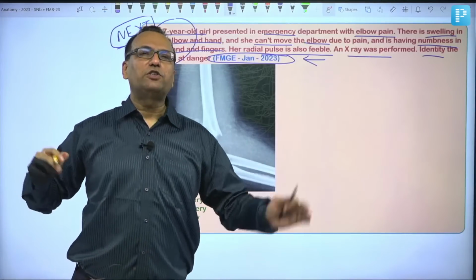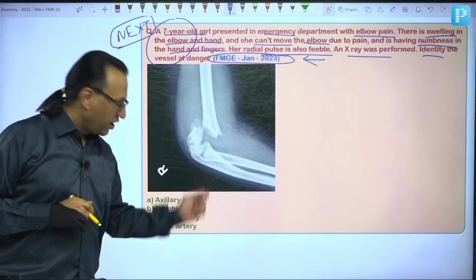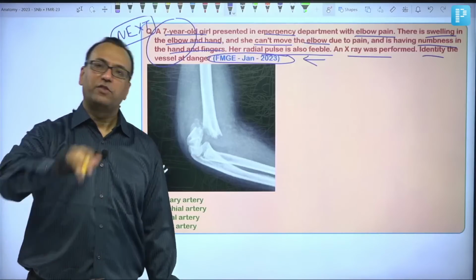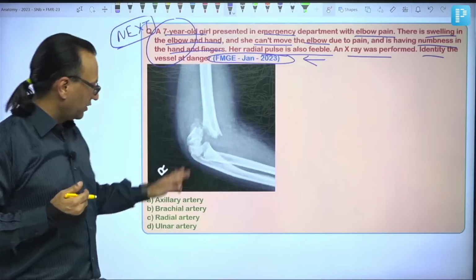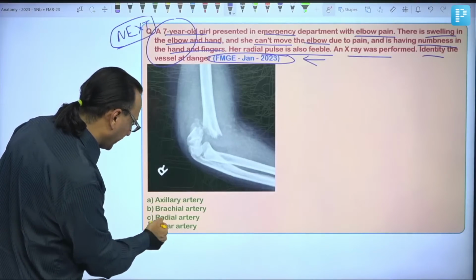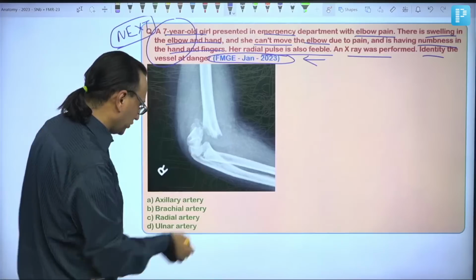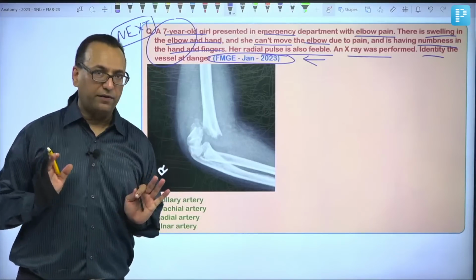So that is why we say that continually practice previous year question, but sometime before going through this long stem of the question, always read the options first. Start with the options only. Instead of reading the full question, go backward, read the options. Axillary artery, brachial artery, radial artery, ulnar artery. Okay, so they are asking us something about the artery.